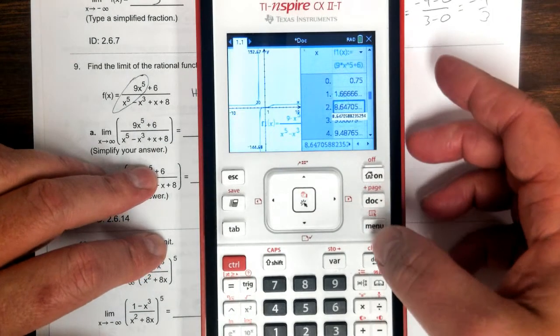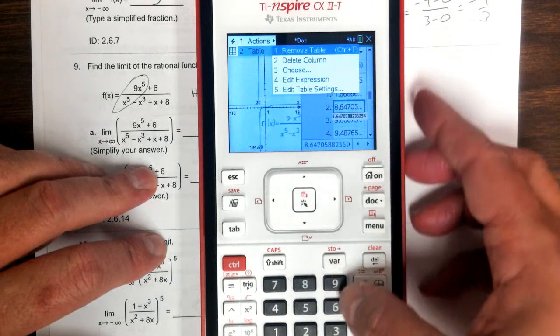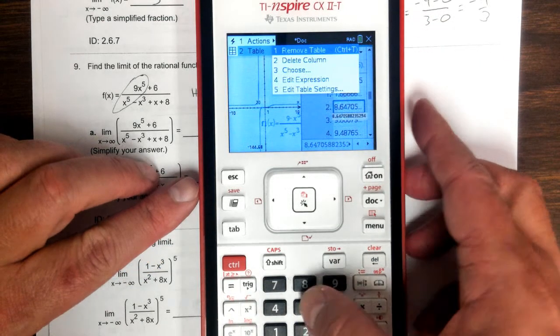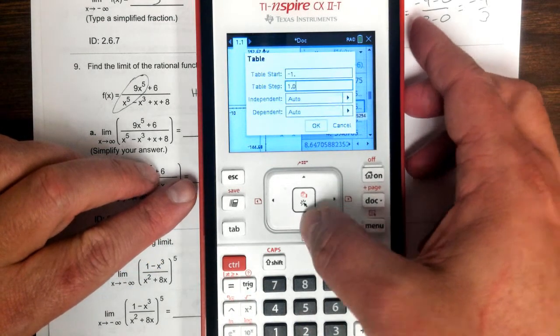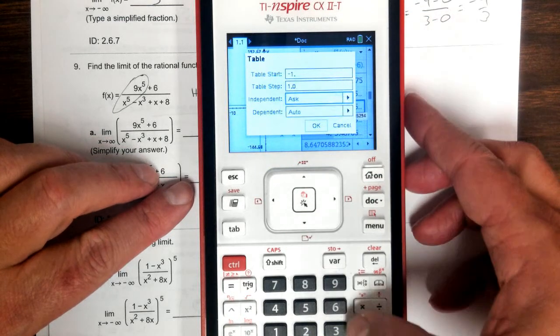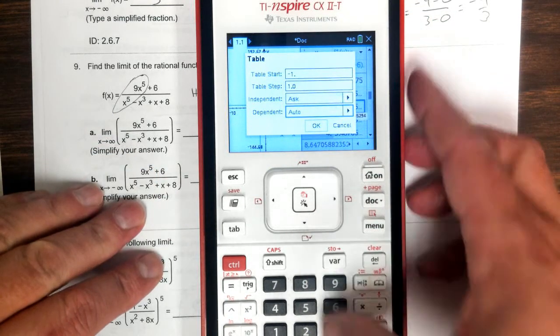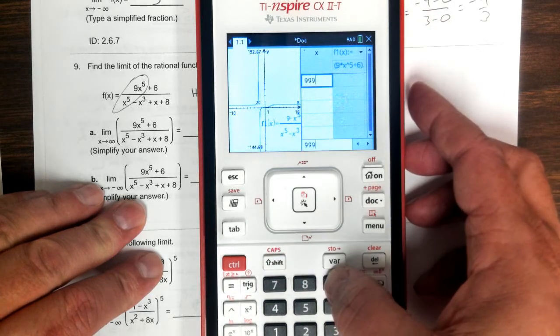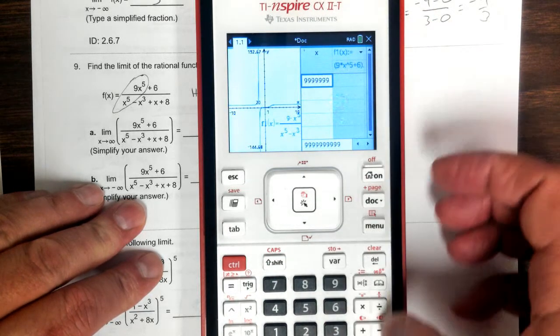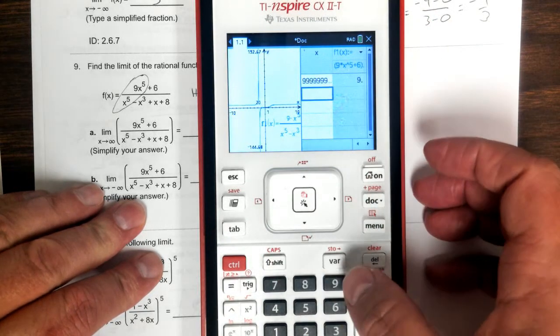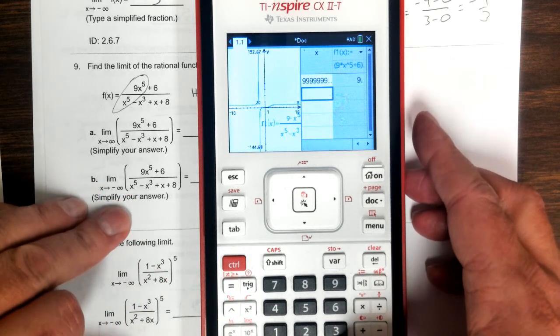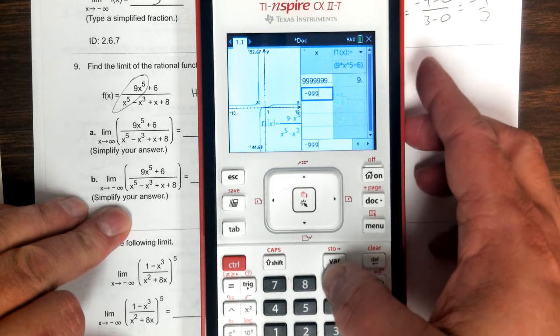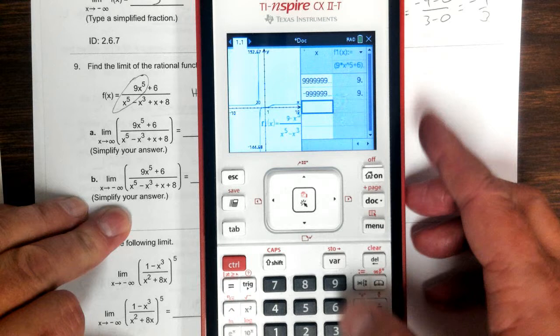Again, if you wanted to, go to your table settings and change independent to ask. And for the one with positive infinity, you just put a bunch of 9s. I'm not even going to count. And we get 9. And for negative infinity, I'm going to put negative and a whole bunch of 9s. And I get 9.